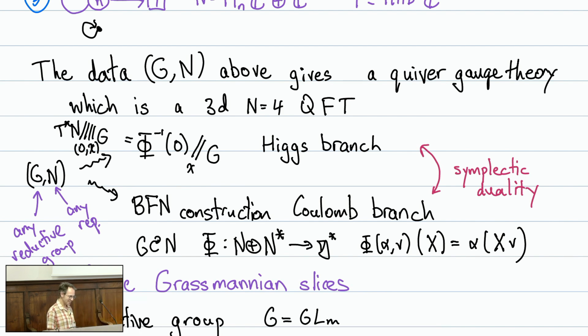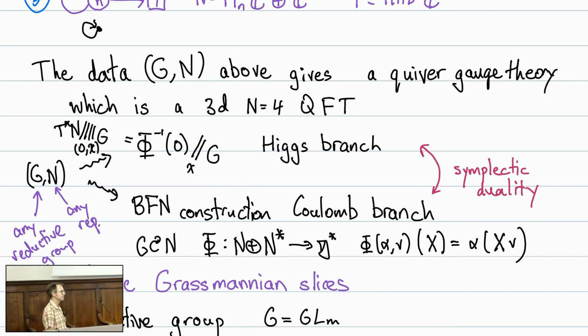Our story in this lecture series is just going to be about these particular G and N coming from the quiver gauge theory. I've described the first root, and now I'm going to describe the second root, but not using this BFN construction. I'm going to tell you what this Coulomb branch is, just telling you what the answer will be.